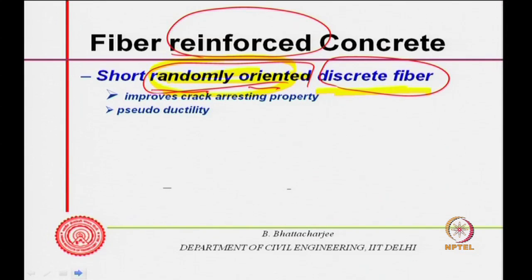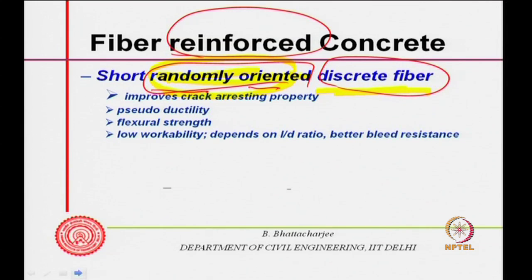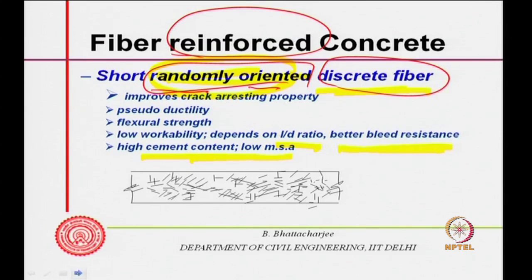Pseudo ductility they would provide. How they will provide, we will look into them. Flexural strength enhancement is there, and obviously, they do not improve the workability. They are like elongated aggregates, and therefore, they lower the workability, and it will depend upon the L by D ratio. They provide better bleed resistance. We will come to each one of them, but just to understand this material, let us look at it. Obviously, they will have high cement content, MSA is low, and why this, all this we will look into. So, that is the characteristics of fiber reinforced concrete.